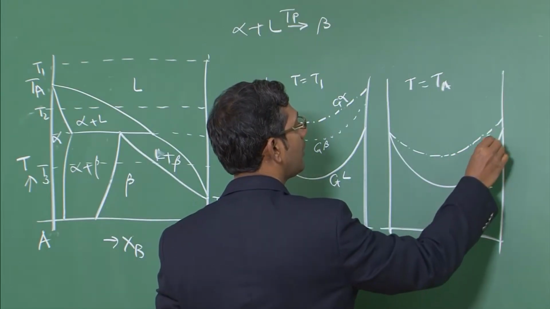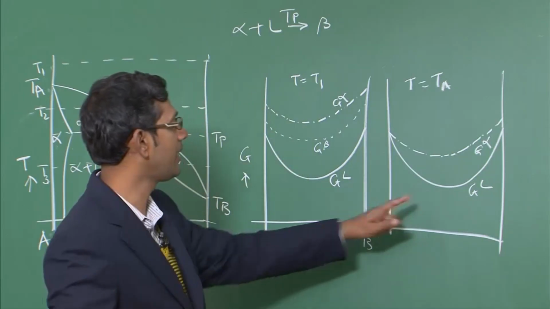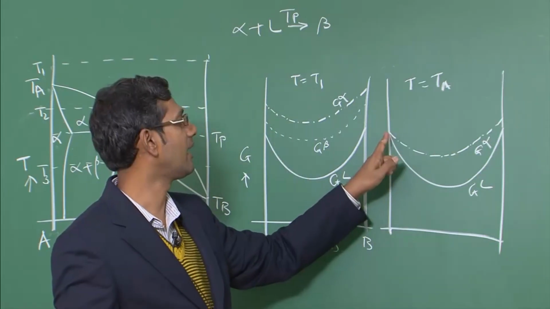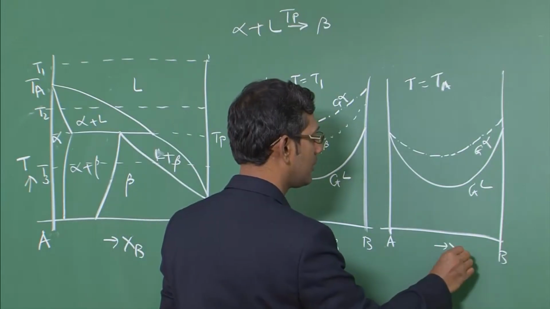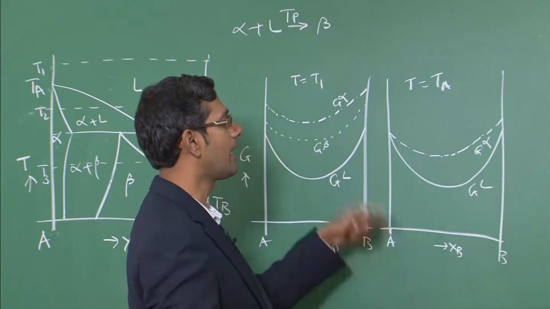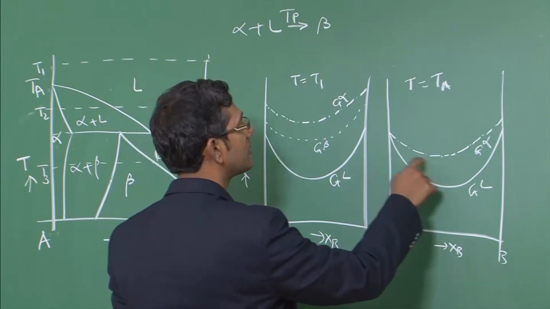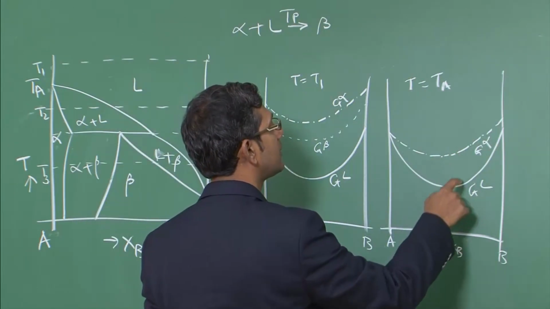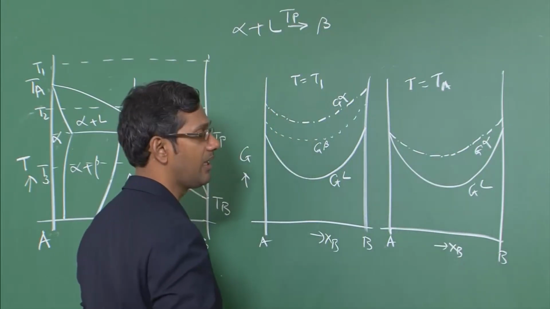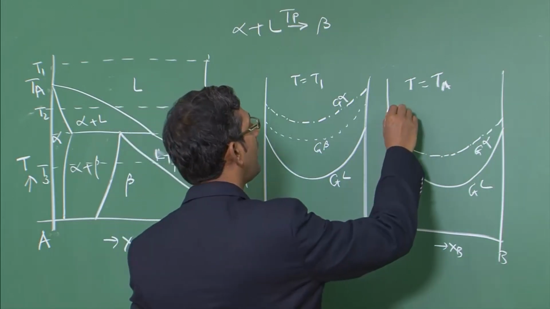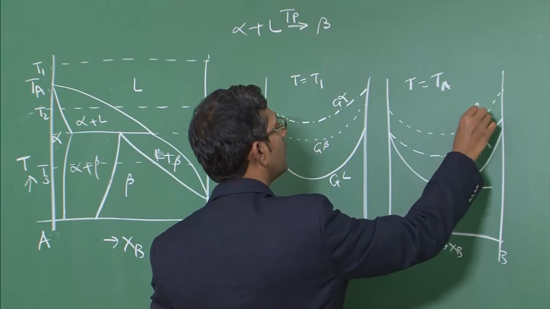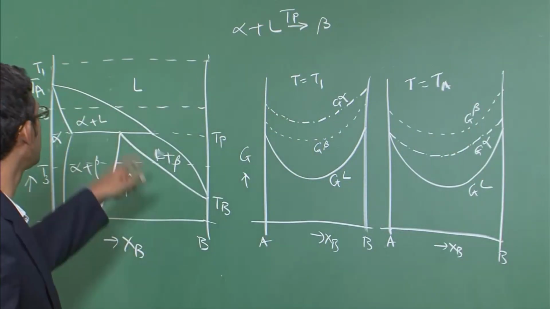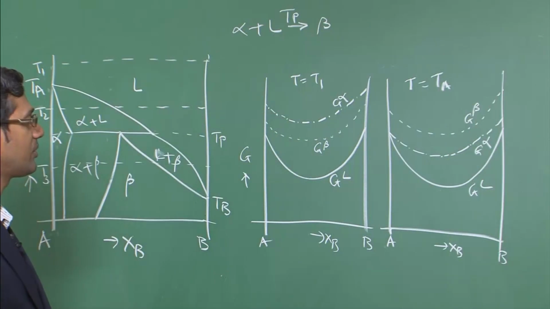This is G alpha. So G alpha and GL curves are only intersecting at pure A end. This is pure A, right? At all compositions, G alpha is sitting above the GL, so therefore GL is more stable, and G beta is already above, correct, because G beta phase is not stable at any composition range.